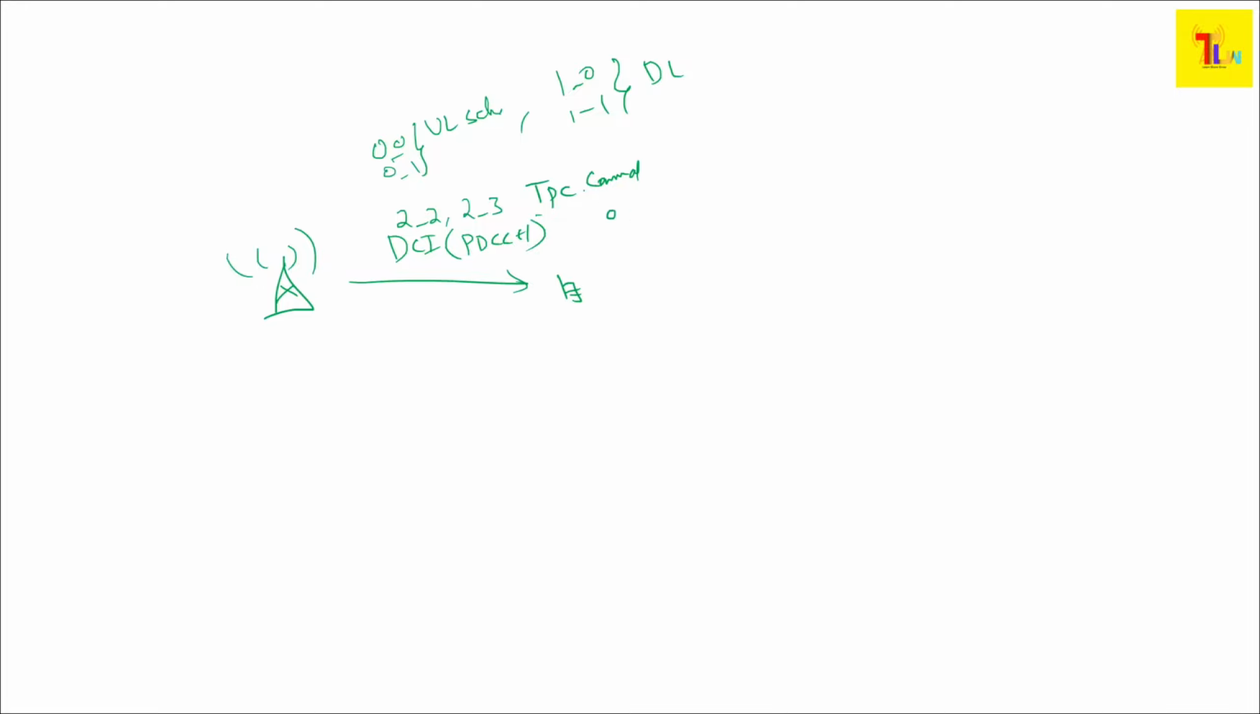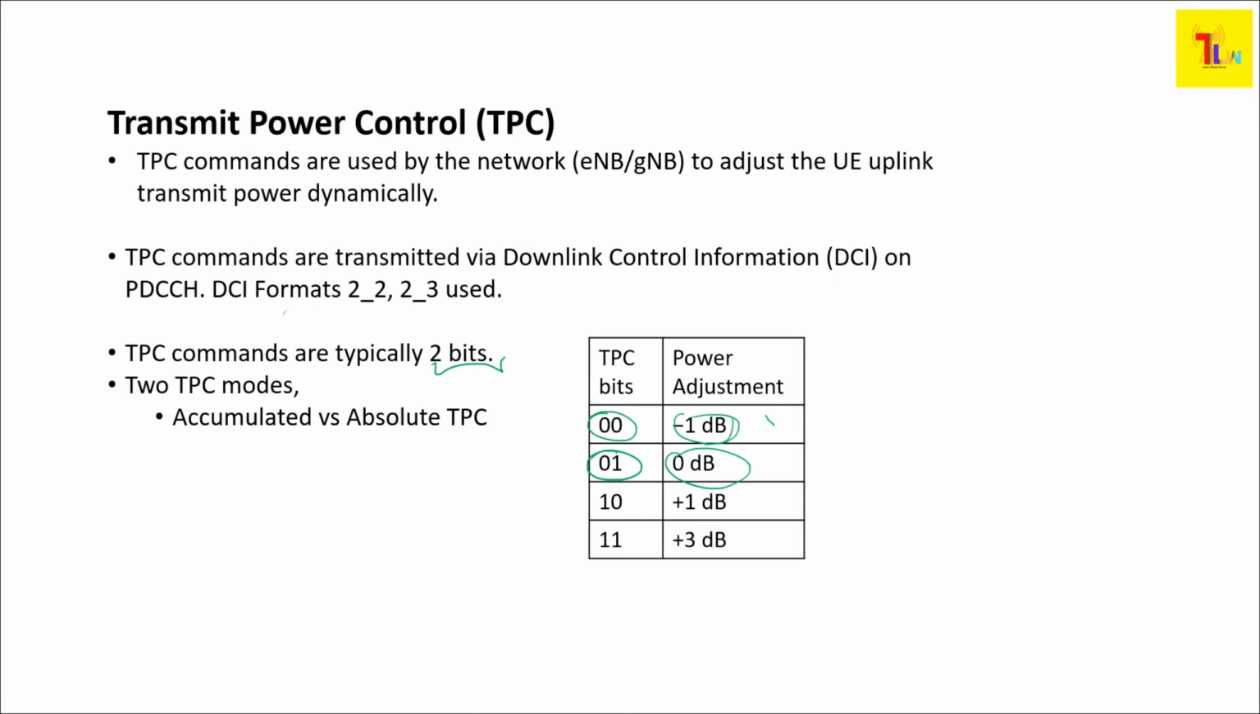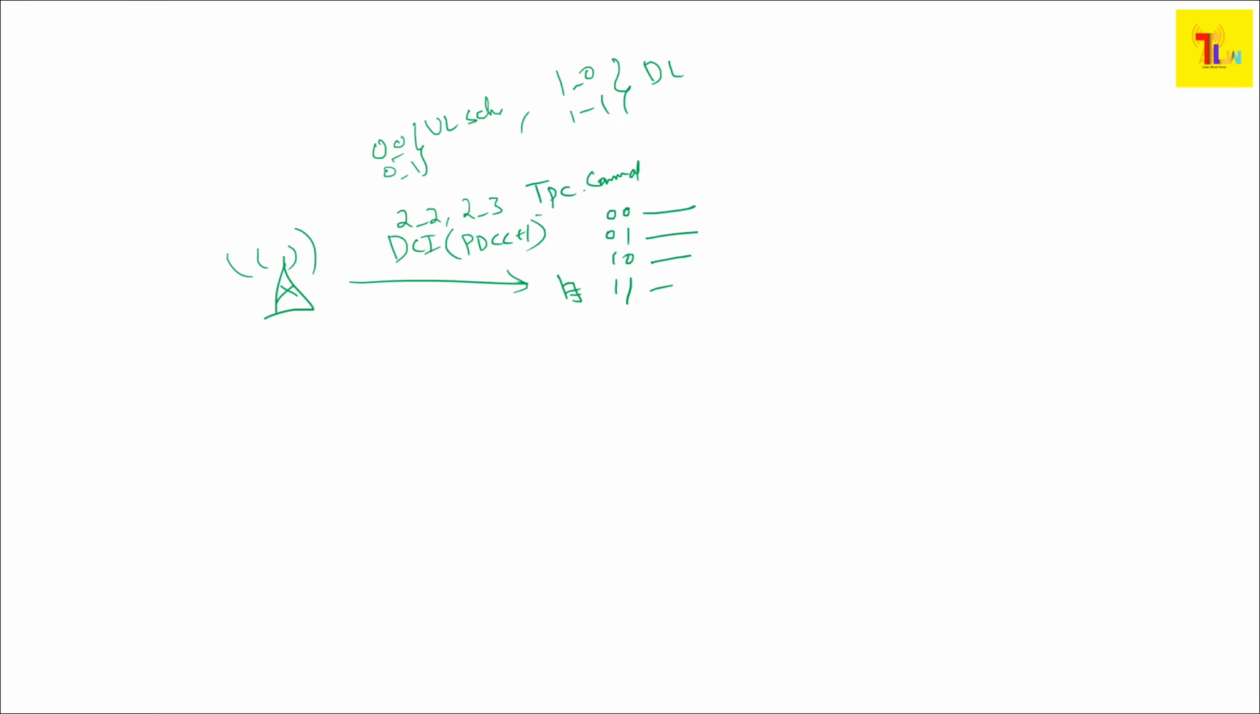Okay, either 00 or 01, 10 or 11, and accordingly, as per the table that I just showed you, it can adjust what power it wants to transmit. So this is the whole purpose of using the transmit power control command, for the UE to adjust its power with the help of the eNodeB.